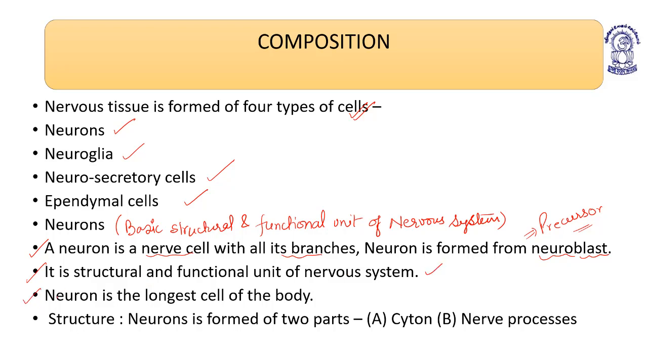Neuron is the longest cell of the body. Structure. Neuron basically consists of two parts. One is cyton and the other is the nerve process. One is cyton, which is also known as cell body, soma, or perikaryon.